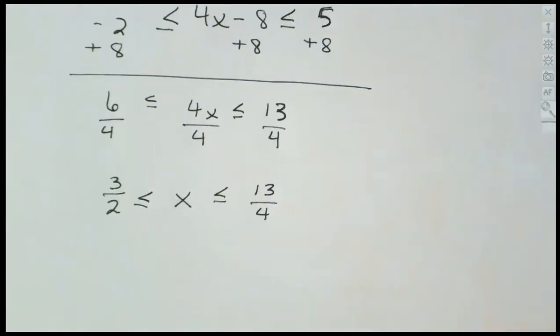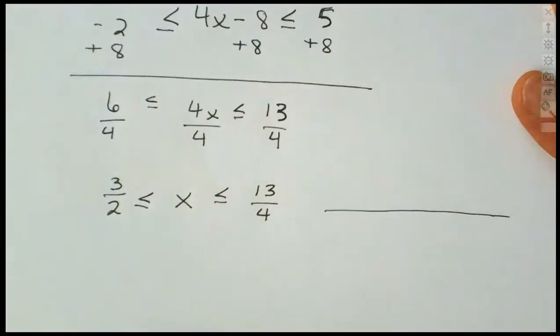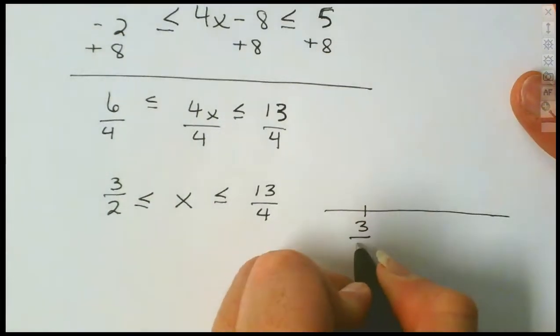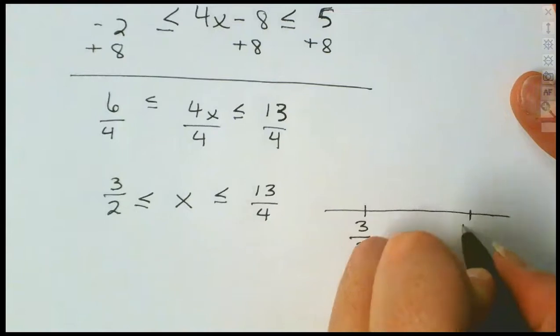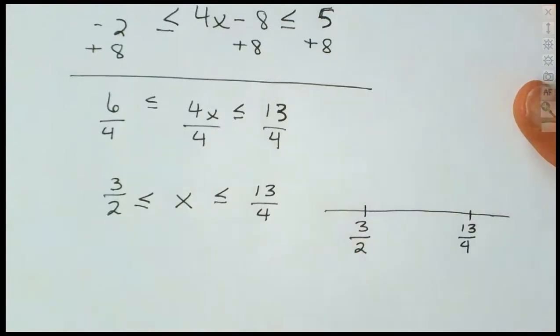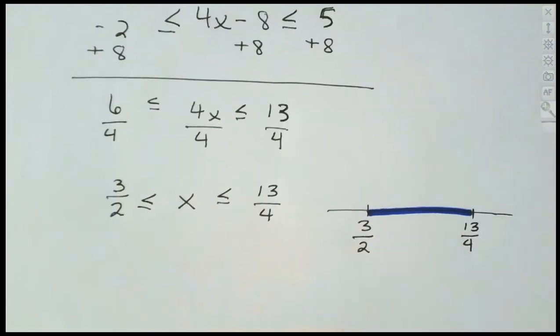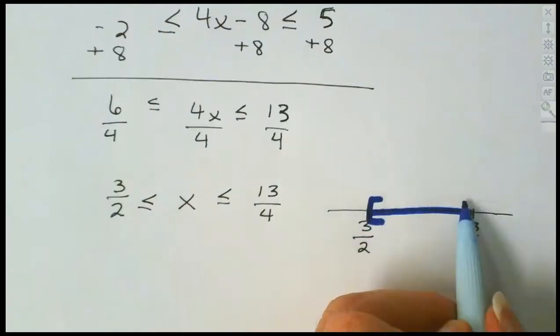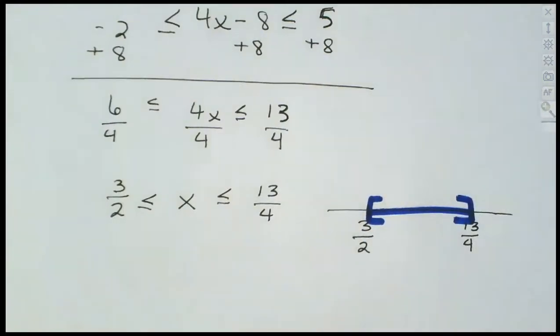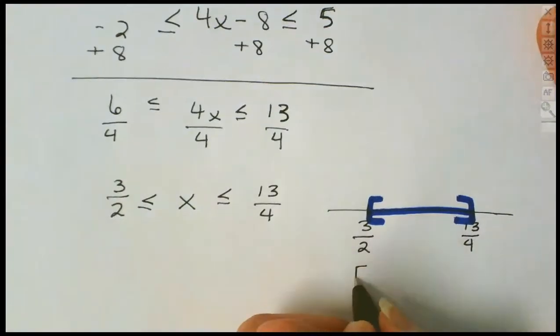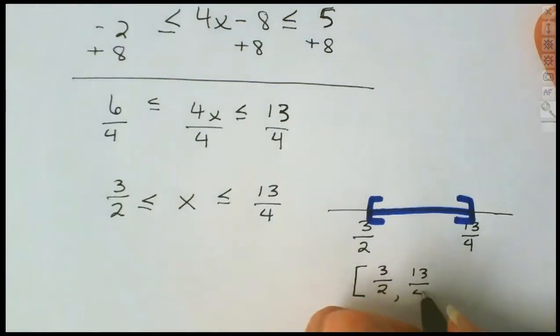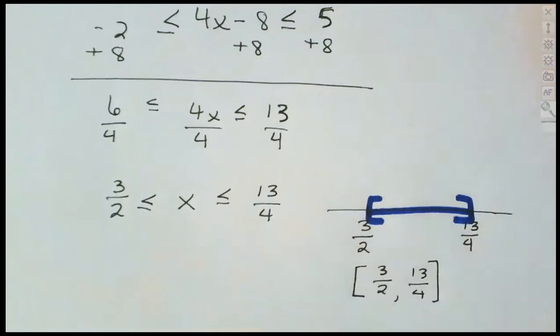Almost done. Draw your number line. We've got 3 over 2, 13 over 4. It's always in between, always in the middle. Square brackets on both sides. What's our answer look like? In interval notation, square bracket, 3 halves, comma, 13 fourths, also with a square bracket.